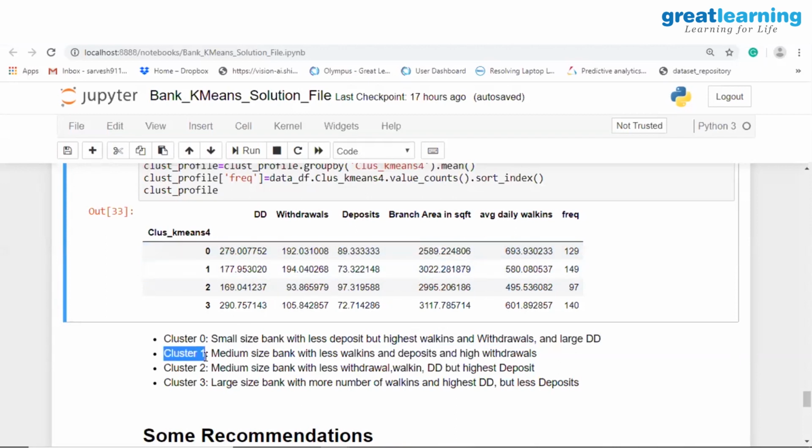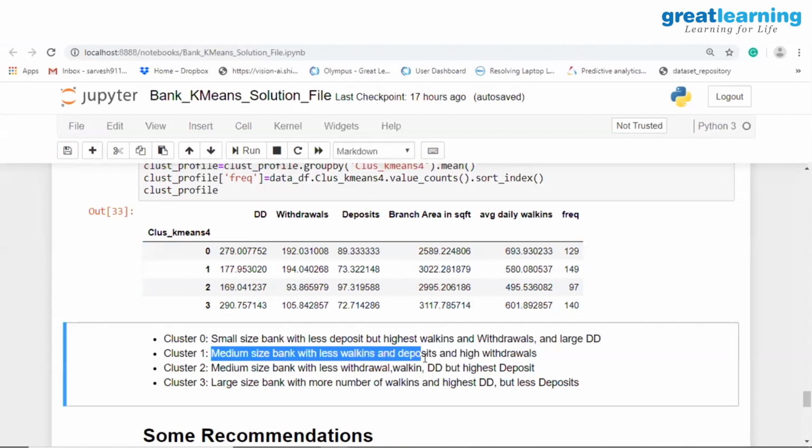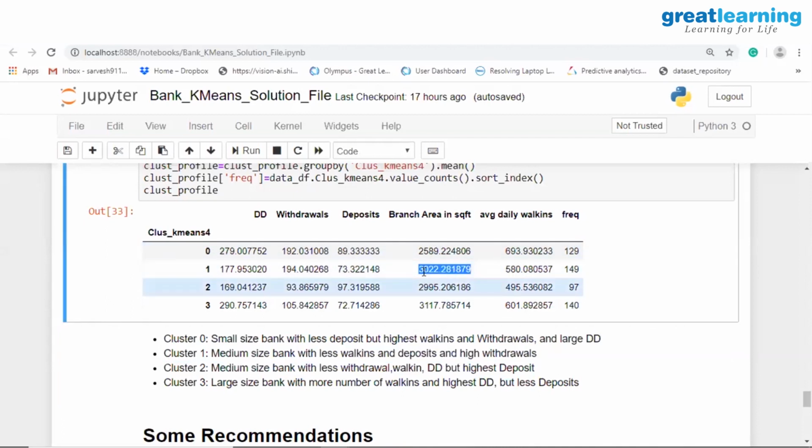Then cluster 1 is a medium-sized bank with fewer walk-ins and deposits and high withdrawals. It is somewhat bigger in size compared to the other two clusters, cluster 0 and cluster 2. Walk-ins are relatively smaller in number, but withdrawals are very large in number. Here also, they could focus on the infrastructure facilities and the banking facilities, because it is smaller than the rest of the two clusters.